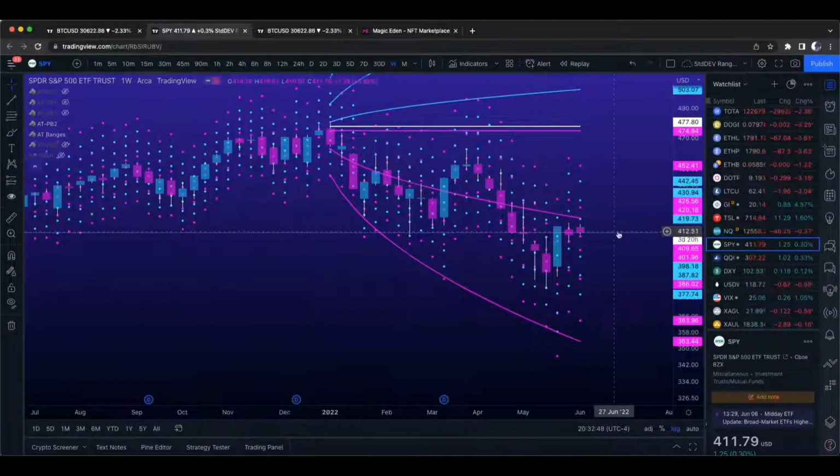This will be important right here. It's right at the 1 SD. Be interesting to see what SPY does when it gets up there about 420. Did he say 420? Yep, I did.